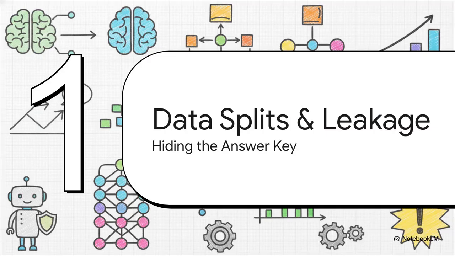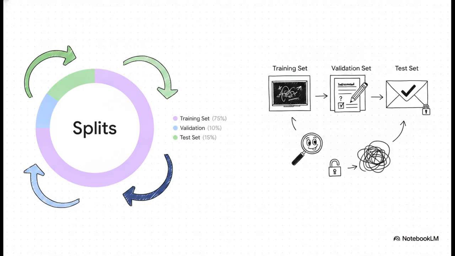Moving right along to Section 2, data splits and validation, hiding the answer key. So why in the world would you deliberately hide data from your own model? Well, because a model that only performs well on the exact examples it trained on is absolutely useless to us. To fix this, you split your data. The model learns on the training set, it makes its development decisions on the validation set, and then, and this is key, it touches the test set strictly once as a final, honest exam.